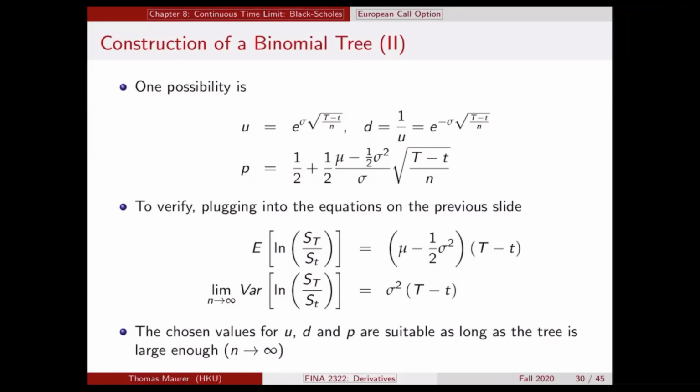That means that these values satisfy exactly what I need to match the expected log return and the variance of the log return in my tree to this normally distributed log return, which I can estimate from the data. Now again, we said there are many ways to actually do that. That's just one possibility. But let's look at why this possibility is a particularly attractive one.